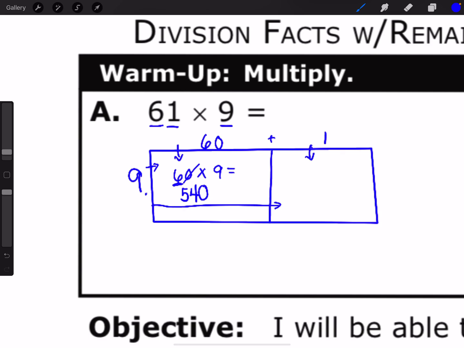All right, now we're going to go to the next box. And this is 9 times 1. Oh my goodness, this is so easy. There's no zeros. 9 times 1, one group of 9 is 9.